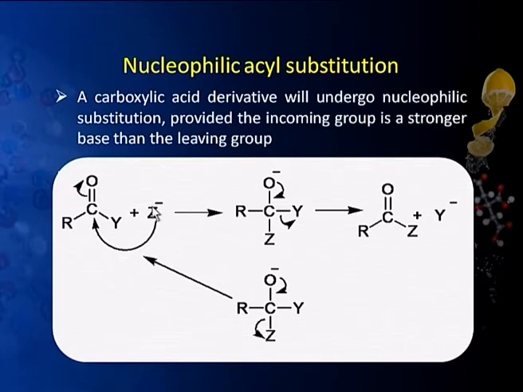It means Z should be that group which is able to displace this Y, should be able to form a stronger bond with this carbon, and Y should be a leaving group which can leave easily. So, a carboxylic acid derivative will undergo nucleophilic substitution provided the incoming group is a stronger base than the leaving group. So, the leaving group will be that group which is a weaker base.